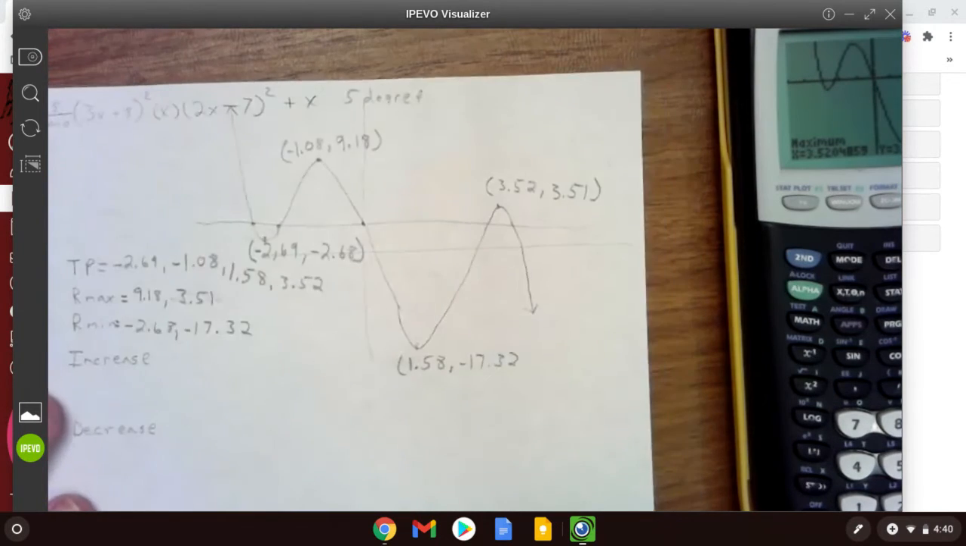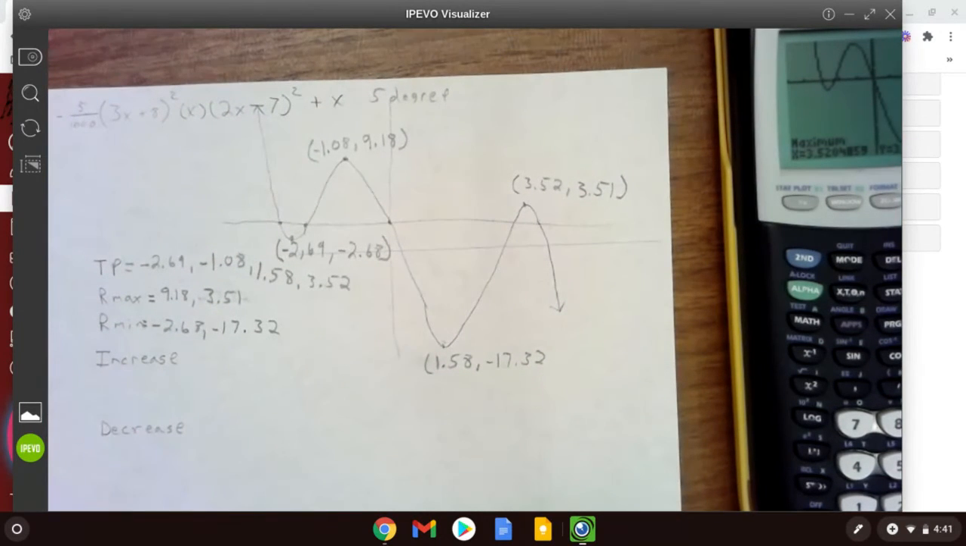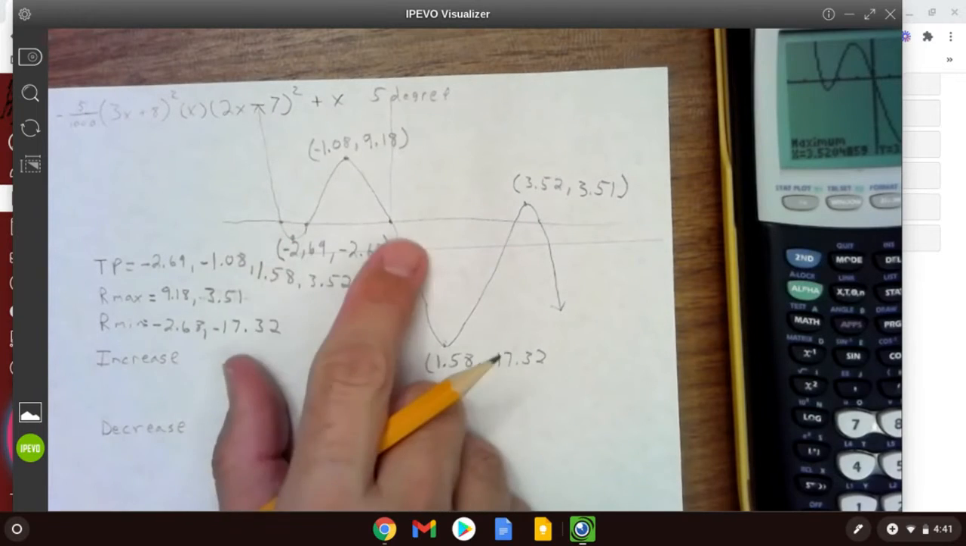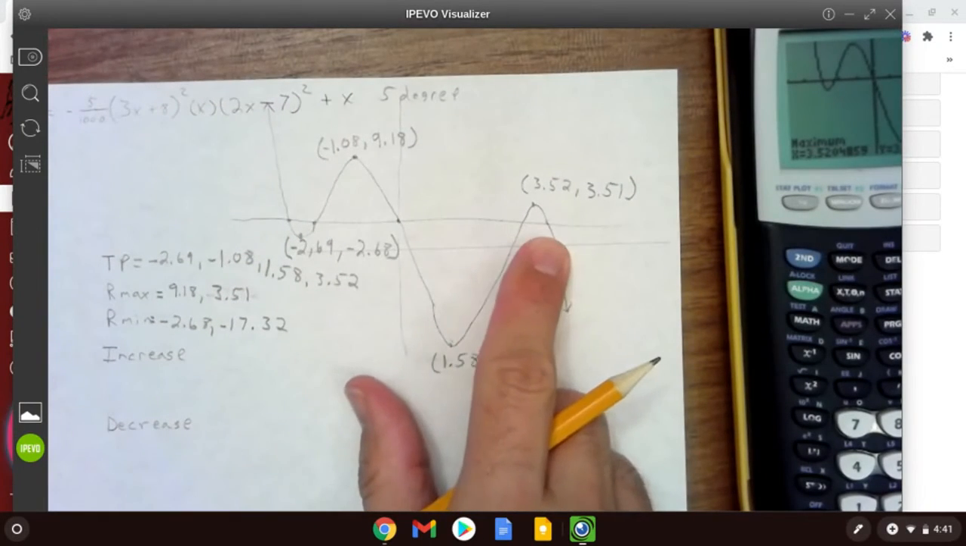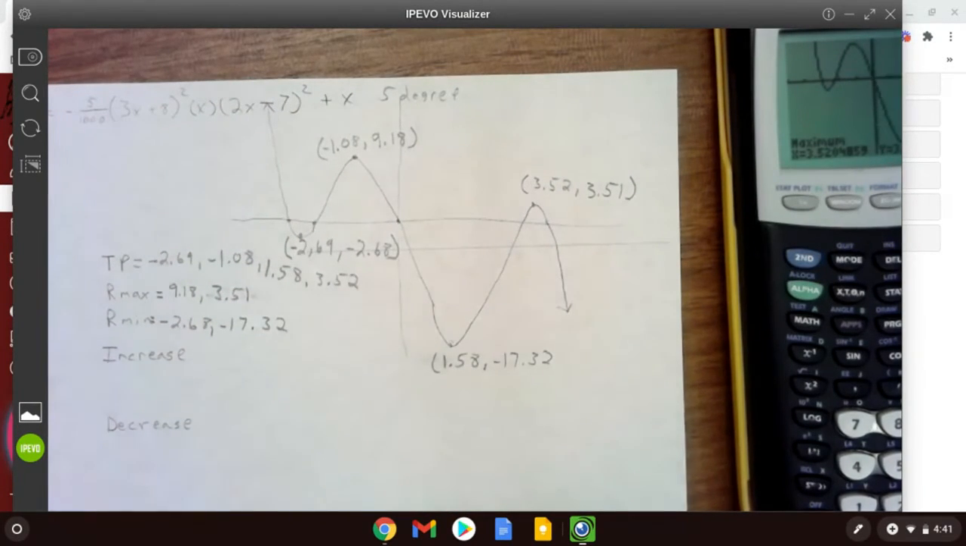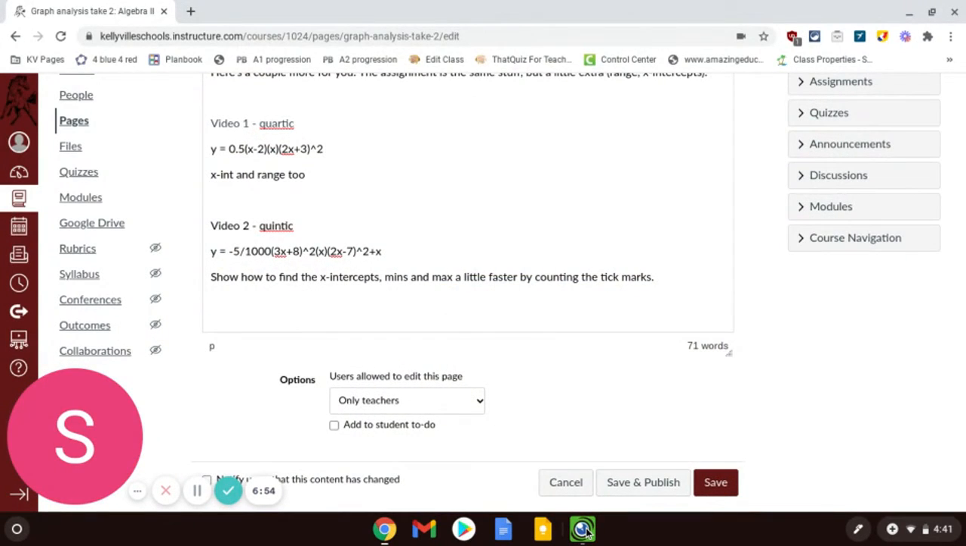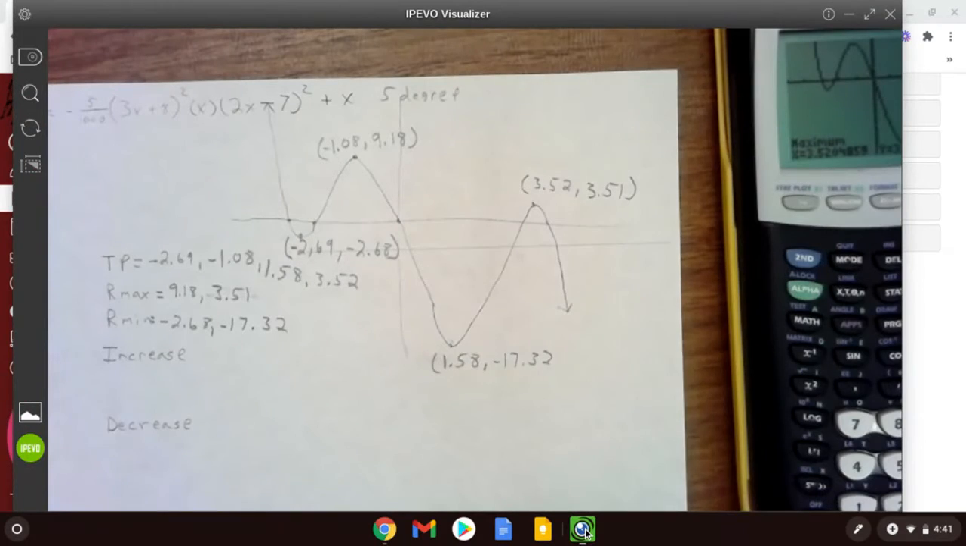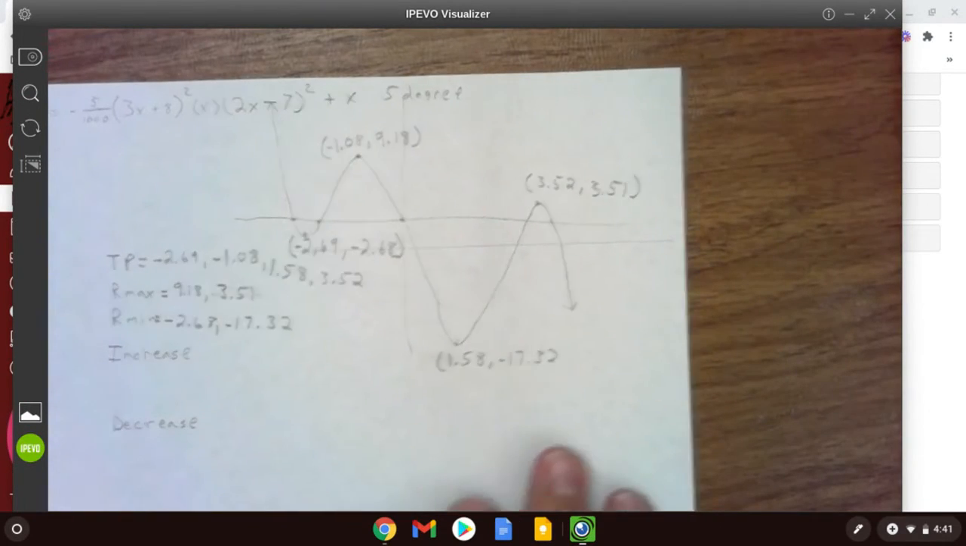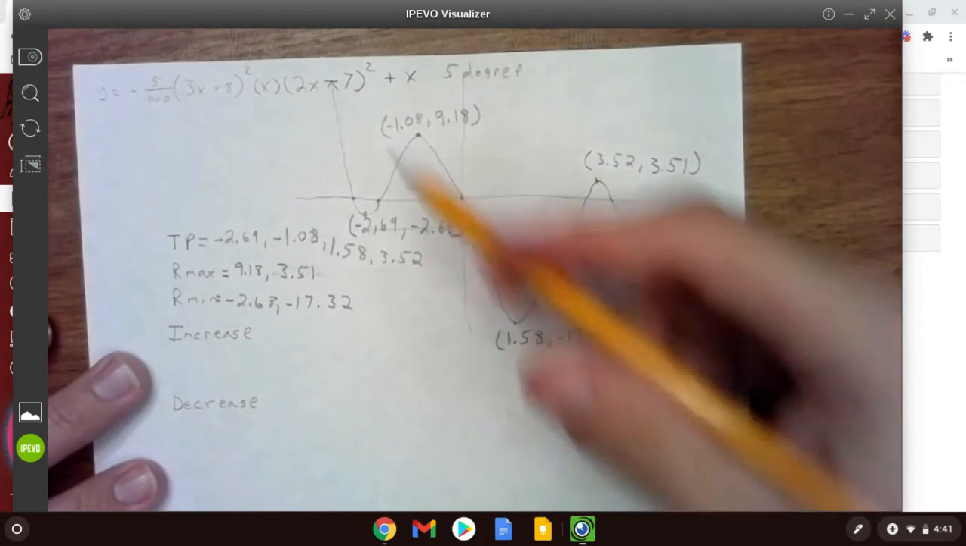Okay, so we got all of our critical points identified. Then the x-intercepts: 1, 2, 3, 4, 5. Is that right? Yeah, there's 5 x-intercepts because it's 5th degree. We're at the 7-minute mark. I'm going to do this piece by piece.